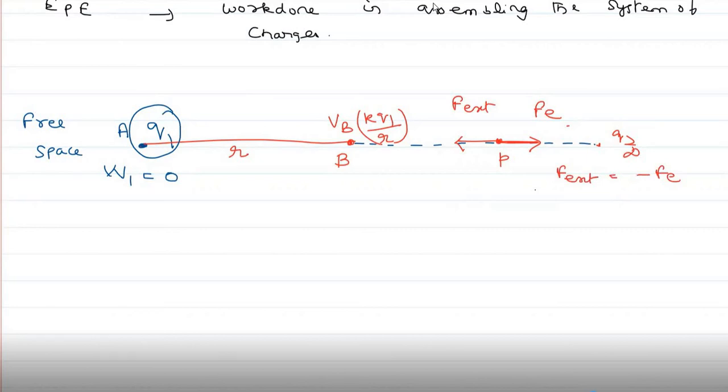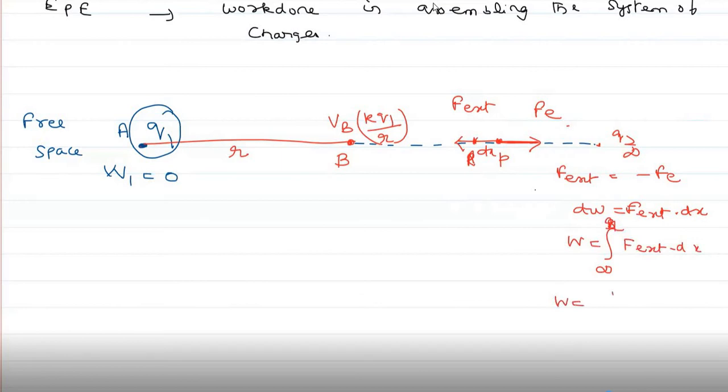This F external must be equal and opposite to the electric force. Right? So what is the electric force? You are bringing the charge Q2. And what is the work done? Small work done is F external, you are moving through a small distance dx, so F dx. When we want to calculate the entire work done in bringing the charge from infinity to the point B, that is at a distance r, it is F external into dx.